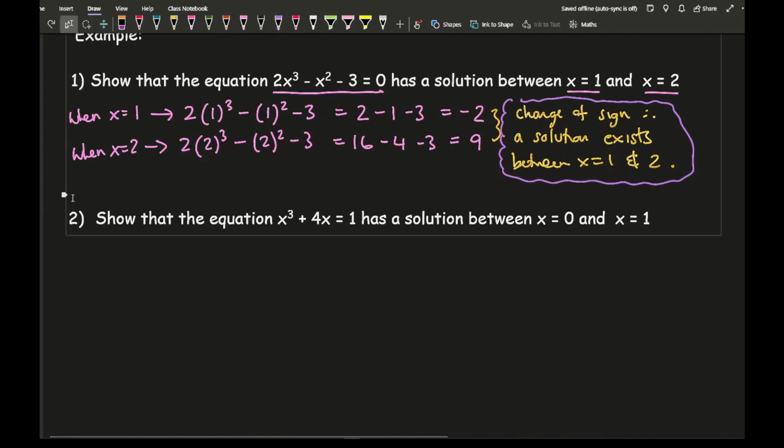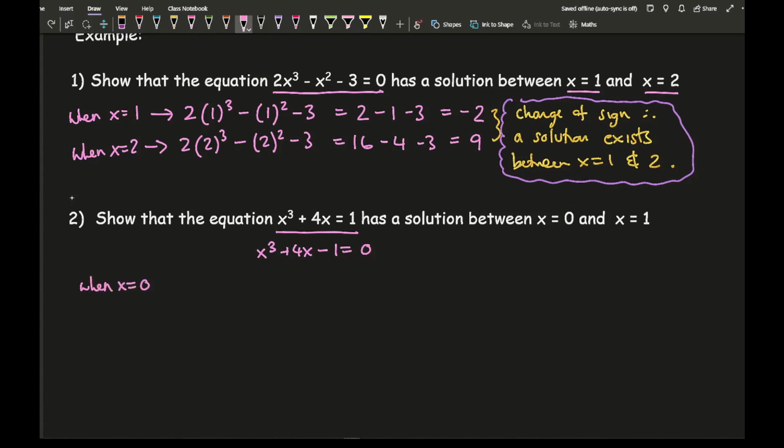So moving on to question 2, it says show that the equation x cubed plus 4x equals 1 has a solution between x equals 0 and x equals 1. So again, one thing you may want to do is to make this equal to 0 first. So I've got x cubed plus 4x minus 1 equals 0. So then once I've done that, substitute numbers in. So when x equals 0, we get 0 cubed plus 4 times 0, take away 1, which equals minus 1. And when x equals 1, we get 1 cubed plus 4 times 1, take away 1, and that's going to give me an answer of 4.